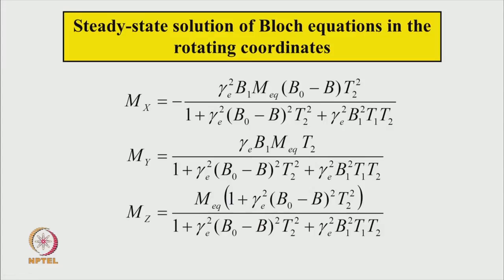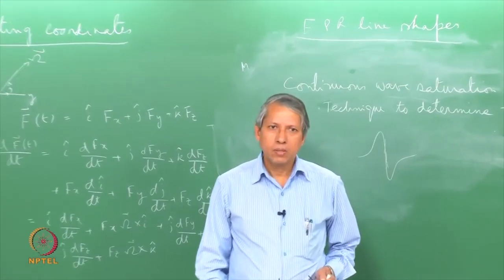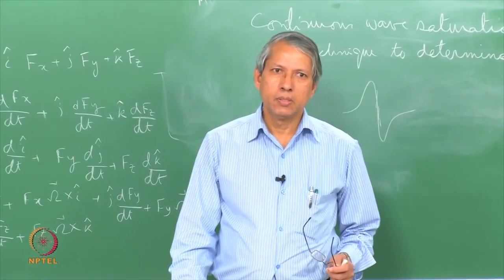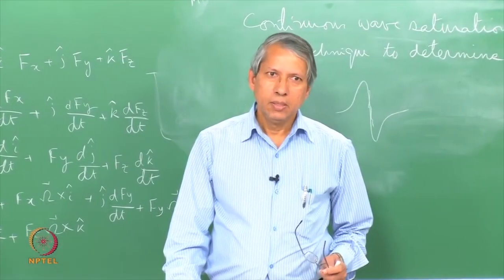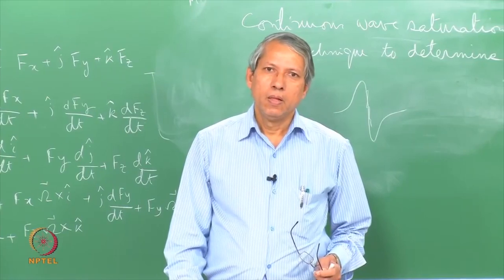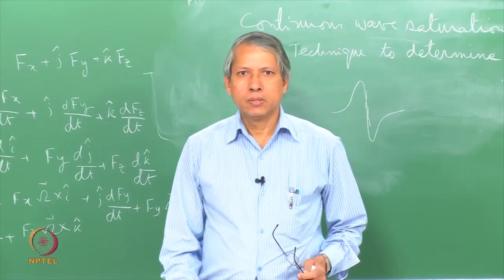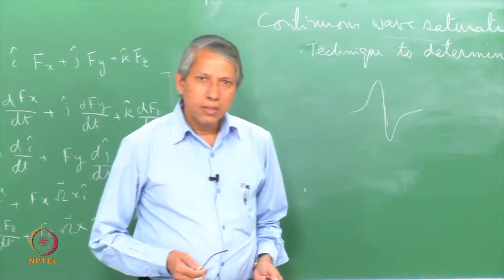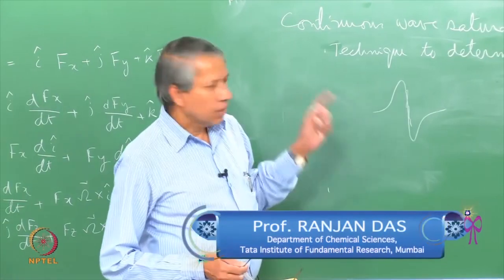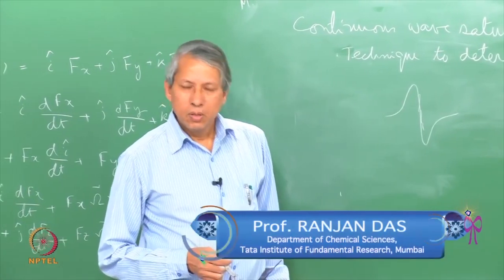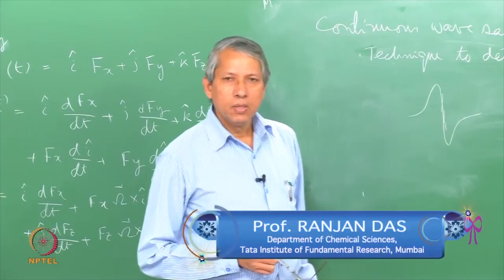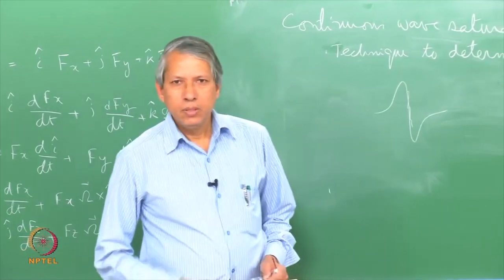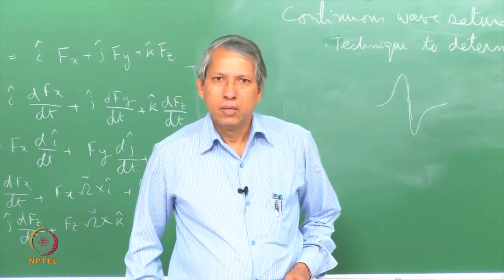So, to conclude, we have seen how the introduction of relaxation by Bloch in the time dependent magnetization gives rise to the line shape, and it explains a host of things like saturation behavior, how the T1 and T2 are intrinsically built into the line shape, and one can measure those from the line shape analysis. With this, we come to an end to this lecture.